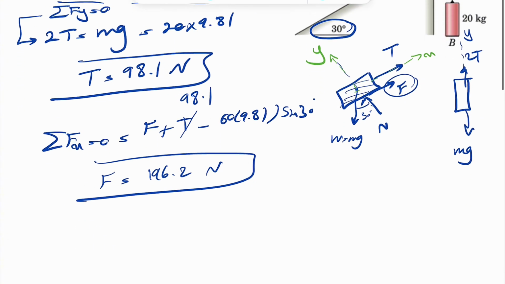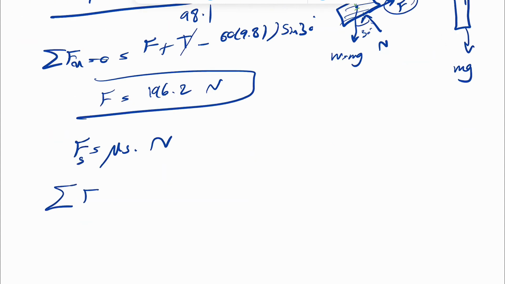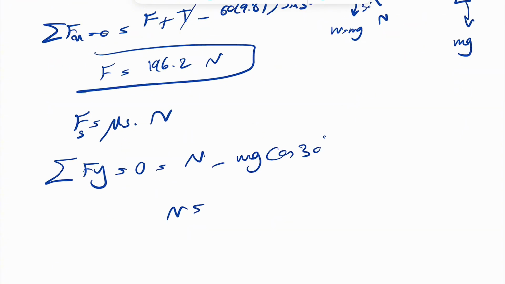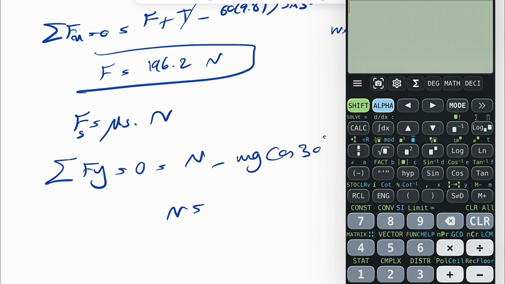But we have to double check the maximum friction in here, which is going to be mu s times N. We have to do sum of all forces in y equals 0 because we are missing the N in here. So basically we have N negative mg, this time cosine of 30 degrees. So N would be the mass for this one, as we talked about, is 60 times 9.81 times cosine of 30.